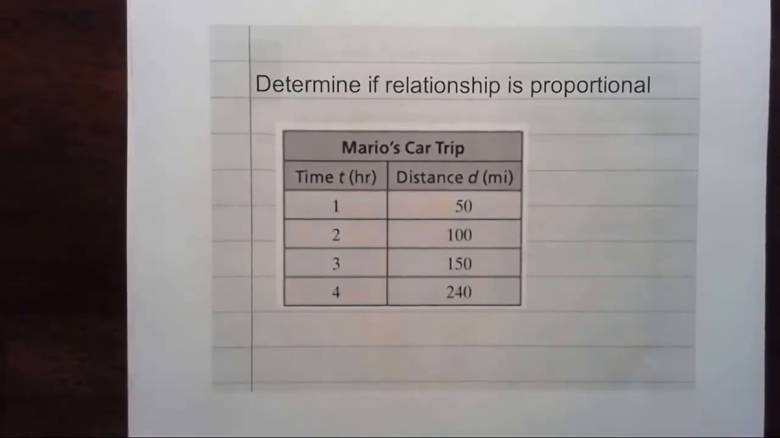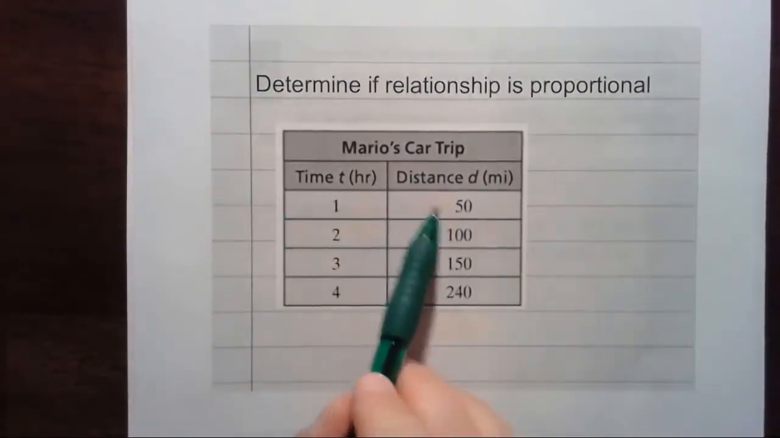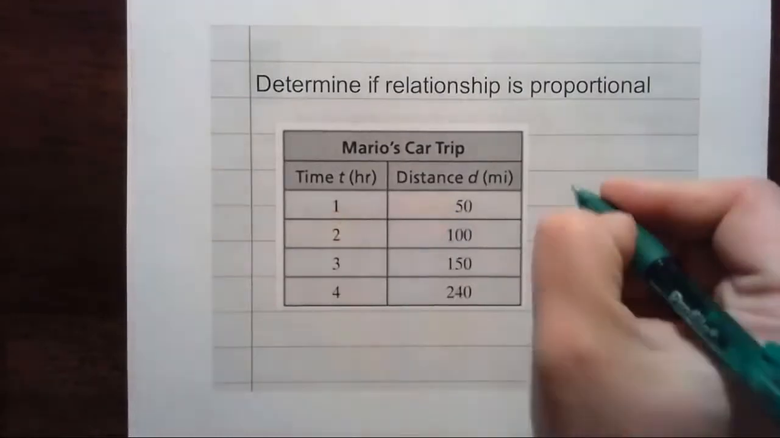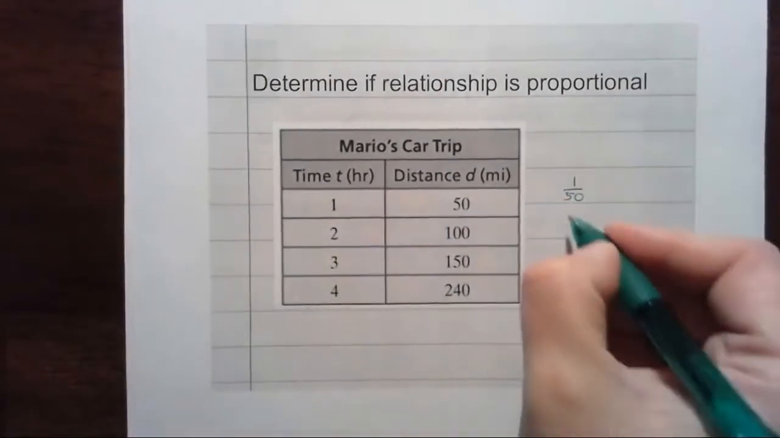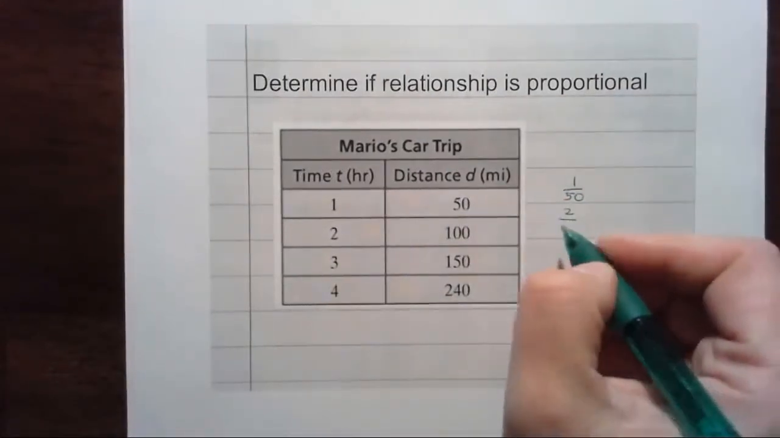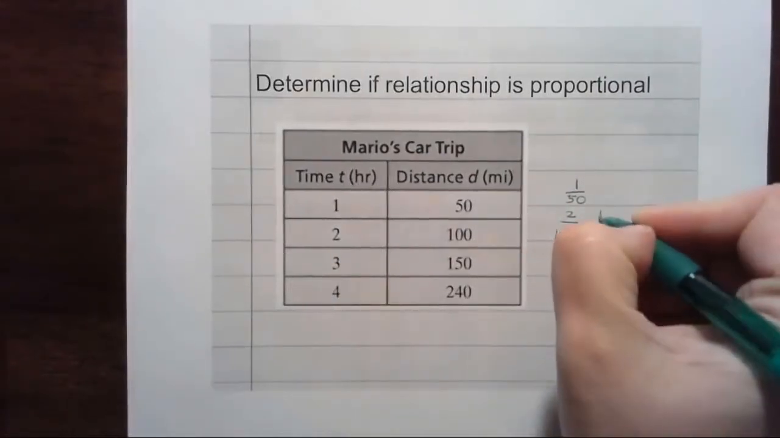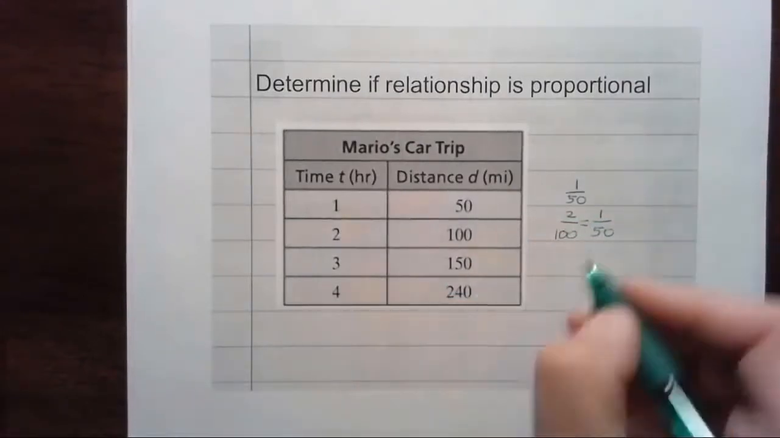Here's my first table, and I have to determine if the relationship is proportional. So remember, I have to look at the ratio of input to output. In that situation, time is my input and distance is my output. So what is the ratio of input to output for this one? It's 1 to 50. How about here? That's 2 to 100, which if I reduce my fraction, is 1 to 50. That's the same thing.